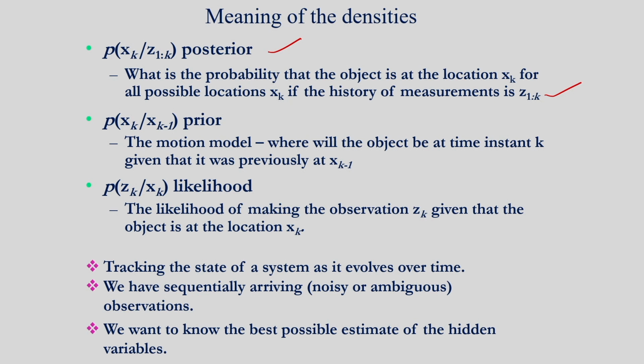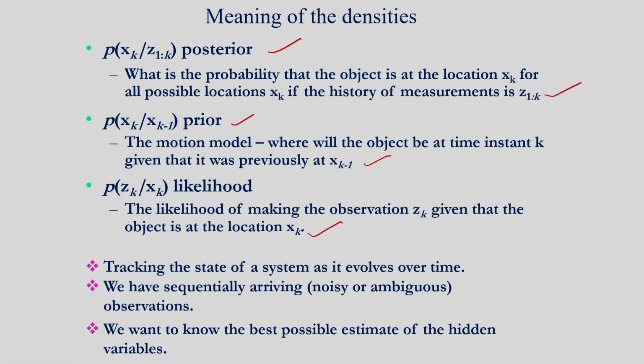And another one is the prior density. What is the prior density? Probability of xk given xk minus 1. That is the motion model. Where will the object be at time instant k given that it was previously at xk minus 1. That is nothing but the first order Markov process. So, that is the prior information. Also, we have the likelihood information, that is the class conditional density, the likelihood of making the observation zk given that the object is at the location xk. So, that is the likelihood.